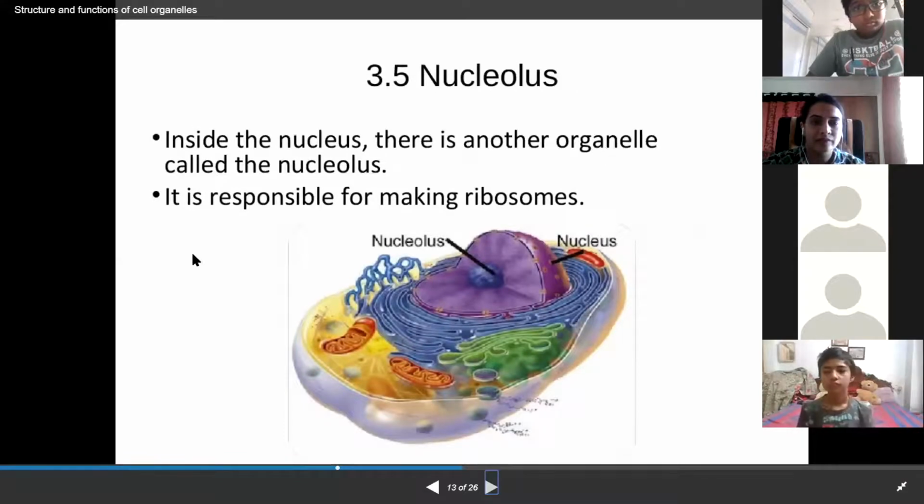Now, inside the nucleus, we have another cell organelle, which is called the nucleolus. This is responsible for making ribosomes. So, nucleolus is within the nucleus.